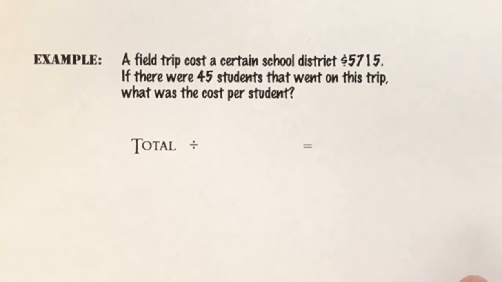A field trip costs a certain school district $5,715. There were 45 students that went on this trip. What was the cost per student? Okay, so I want you to do the same thing you did in the last problem. I want you to tell me that 5,715, what does that represent in this word problem? Is it the total? Is it the group size? Is it the number of groups? And then with the 45, is that the total? Is it the group size or the number of groups? What do those numbers represent in this problem? Push pause and think about that for a minute and go for it.